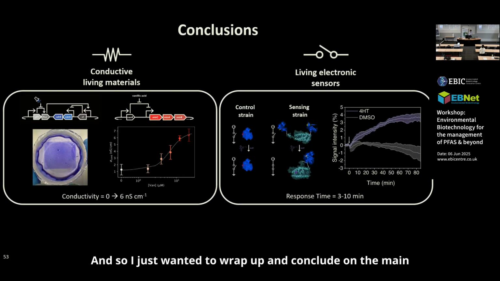And so I just kind of wanted to wrap up and conclude on sort of the main takeaways here. I hope I've convinced you that we can now fabricate conductive living materials, that we can tune the conductivity of these materials. We could use those as sensors if we want, but if we want really fast sensors, we can actually engineer electron transfer proteins to be allosteric to respond to these molecules.